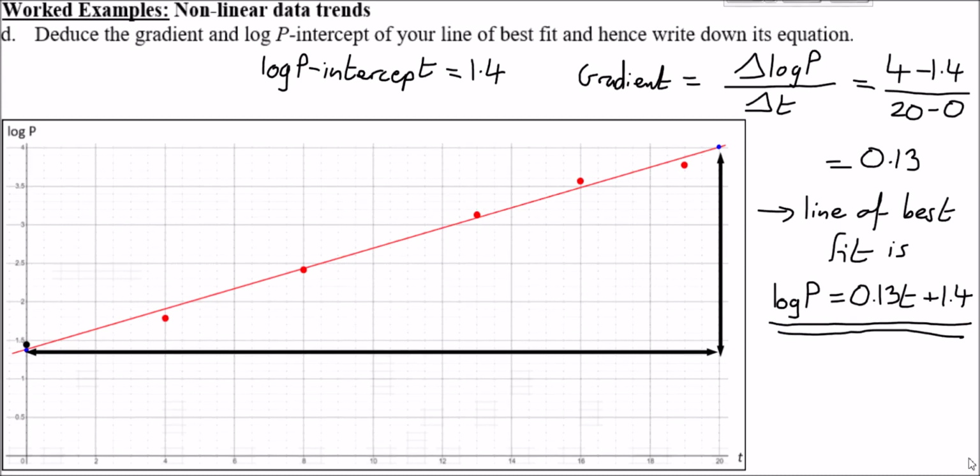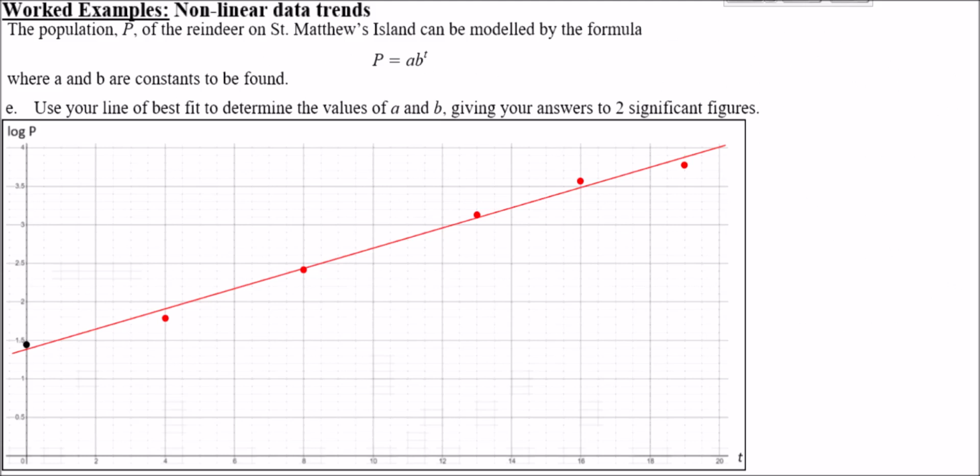Next, we need to use what we've got for part D to help us with part E. So part E, we are told now that the actual population, they believe it to be modelled using this formula here, where A and B are constants to be found. So using the line of best fit from before, which I've just put on here again, we need to work out what A and B are now to two significant figures. So if I just remind us what we got for part D, we can now use these values here to work out what we should be getting for A and B.